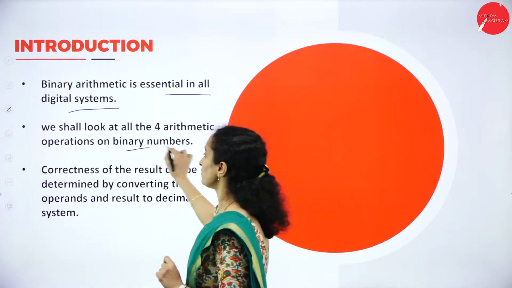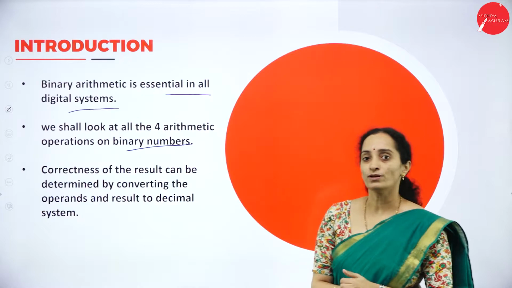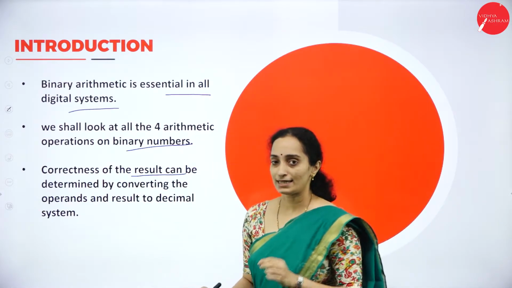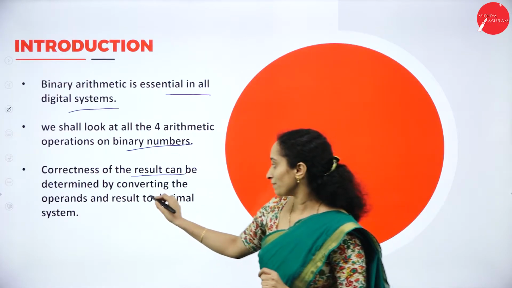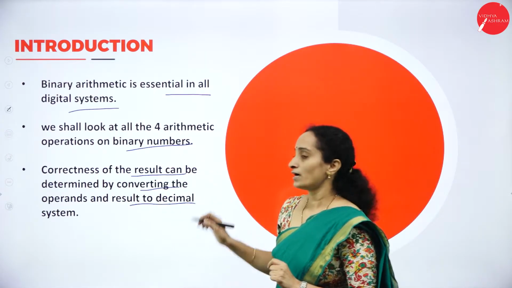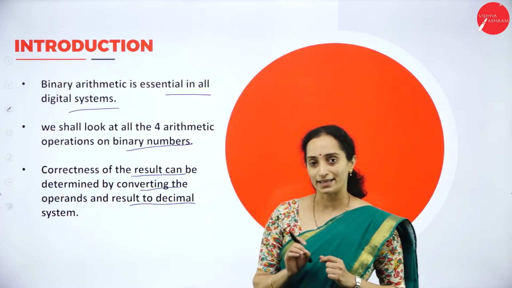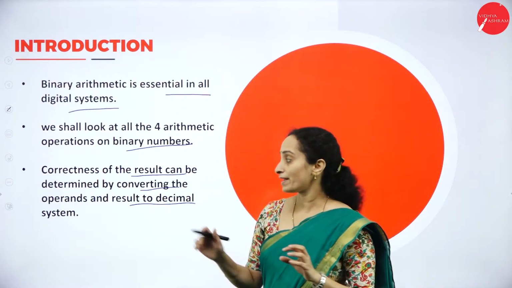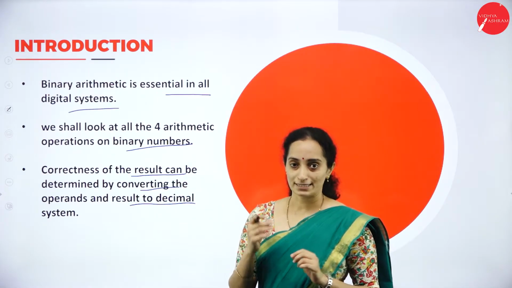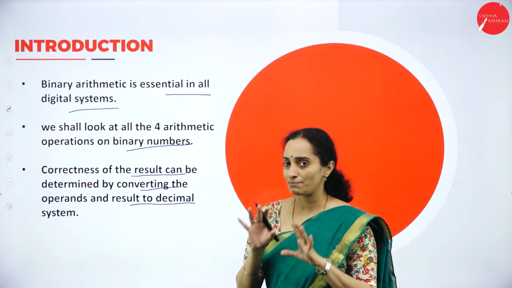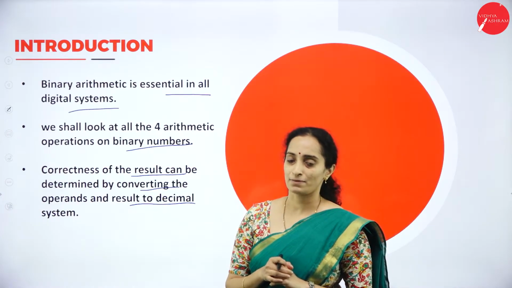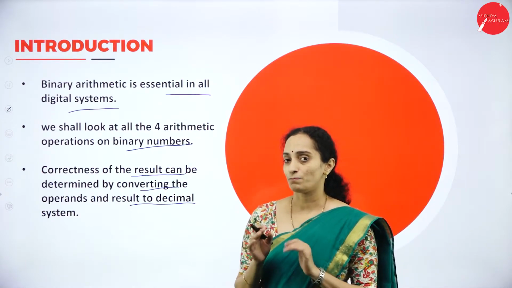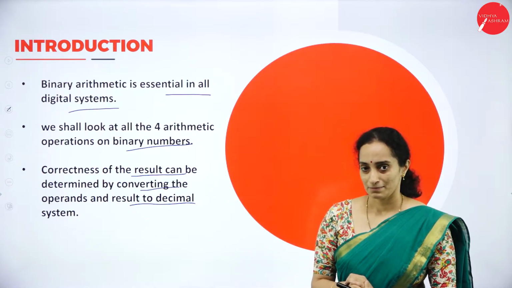We will be looking at all the 4 arithmetic operations. The correctness of the result in a binary operation can be counter-checked by converting the operands in binary number to decimal. If you convert the operands from binary form to decimal form and perform the same arithmetic operation on those numbers, you will get the same value if the operation has been carried out correctly.